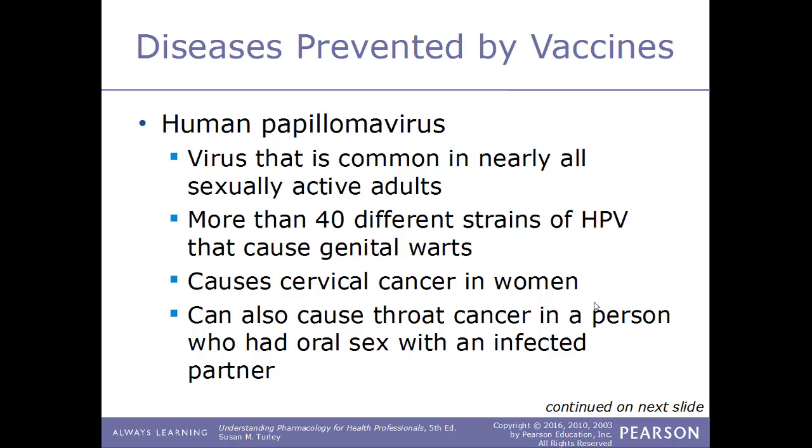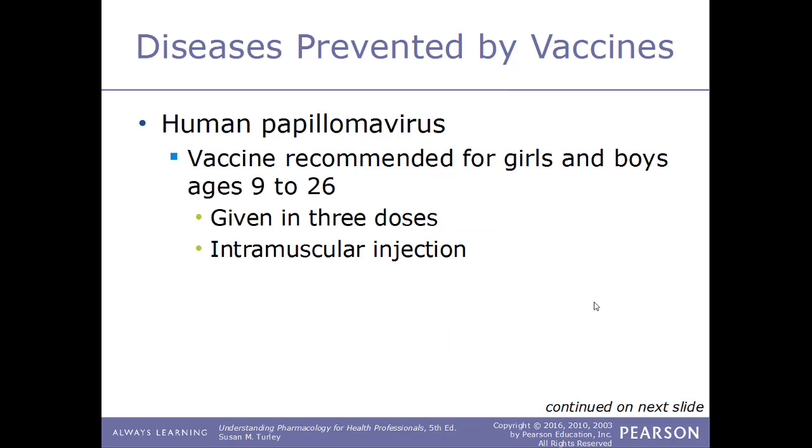HPV, human papillomavirus. This is a virus that is common in nearly all sexually active adults. There are more than 40 different strains of HPV that can cause genital warts. This can also cause cervical cancer in women. It can also cause throat cancer in a person who has had oral sex with an infected partner. Now, this vaccine is recommended for girls and boys between the ages of 9 to 26, and it's given in 3 doses via an intramuscular injection.